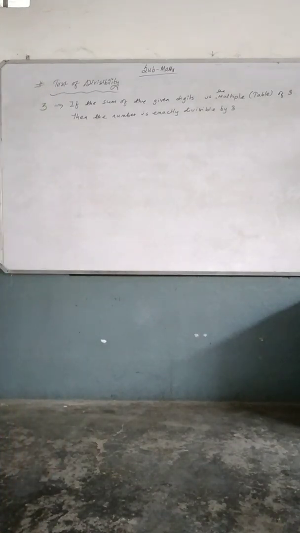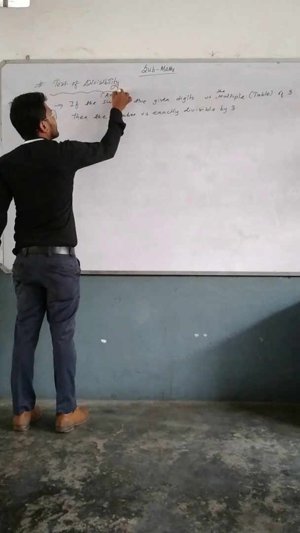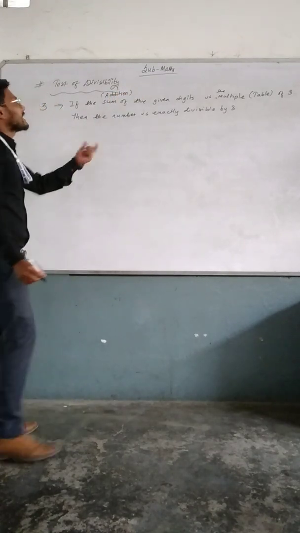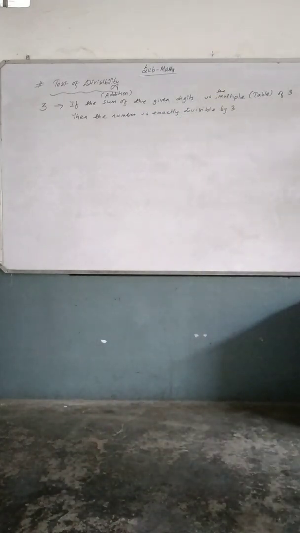Now the next number we have is 3. Now how to check whether a number is exactly divisible by 3 or not? For that, there is a rule. If the sum of the given digits is a multiple of 3. Sum means you know or not. Already we talked about sum. Sum means addition. Now, when you add the given digits, now digits you know. If I give the numbers, then all numbers are digits only. In the beginning of our class, we learned about the digits.